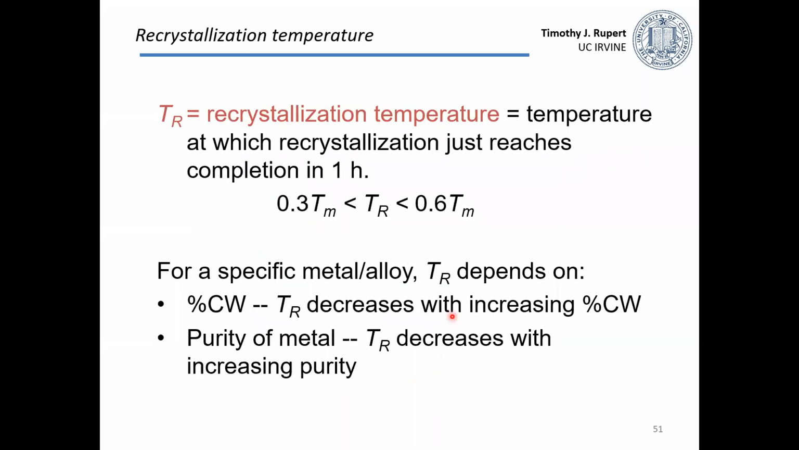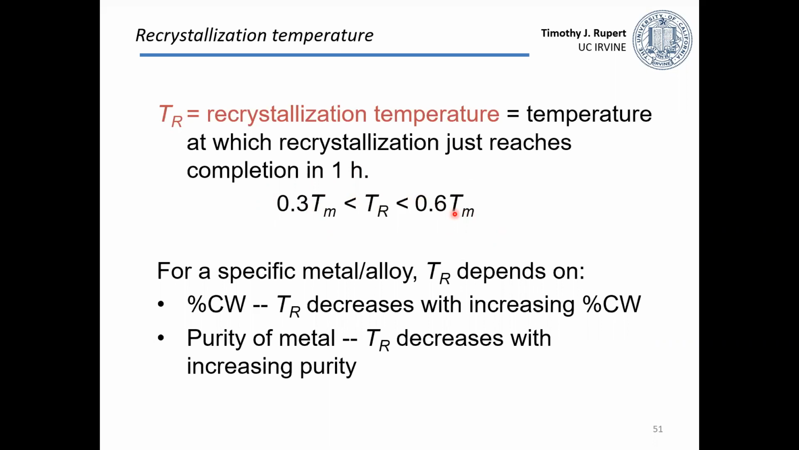Now that recrystallization temperature is going to be different for different materials. We can define it as the temperature where this recrystallization process finishes after 1 hour. Now this depends on your material, but for most materials, it can be found in some given range of the melting temperature of that material. And it's usually between 30 and 60% of the melting temperature of the material.